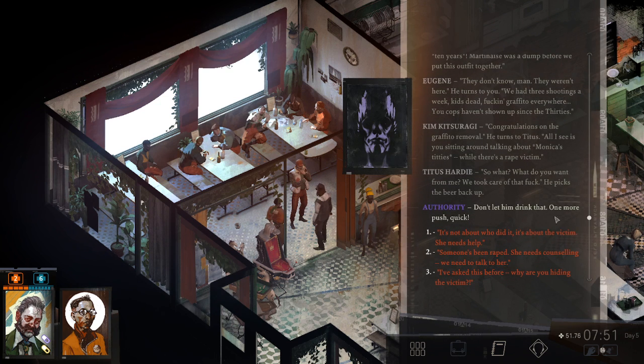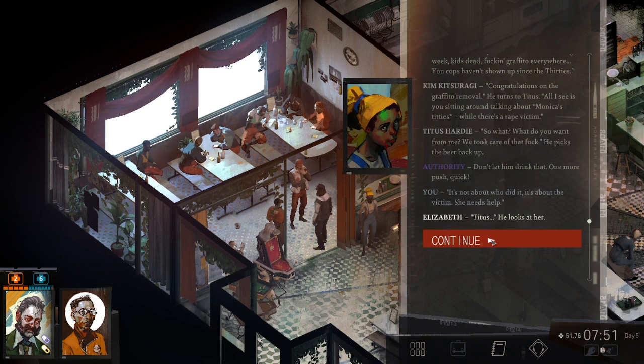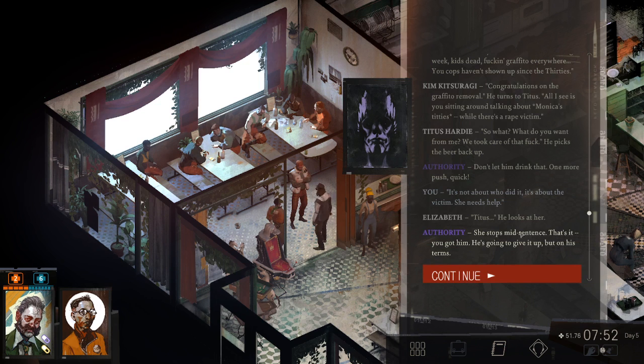Don't let him drink that. One more push, quick. It's not about who did it. It's about the victim. She needs help. Someone's been raped. She needs counseling. We need to talk to her. Titus? He looks at her. She stops mid-sentence. That's it. You've got him. He's going to give it up, but on his terms.